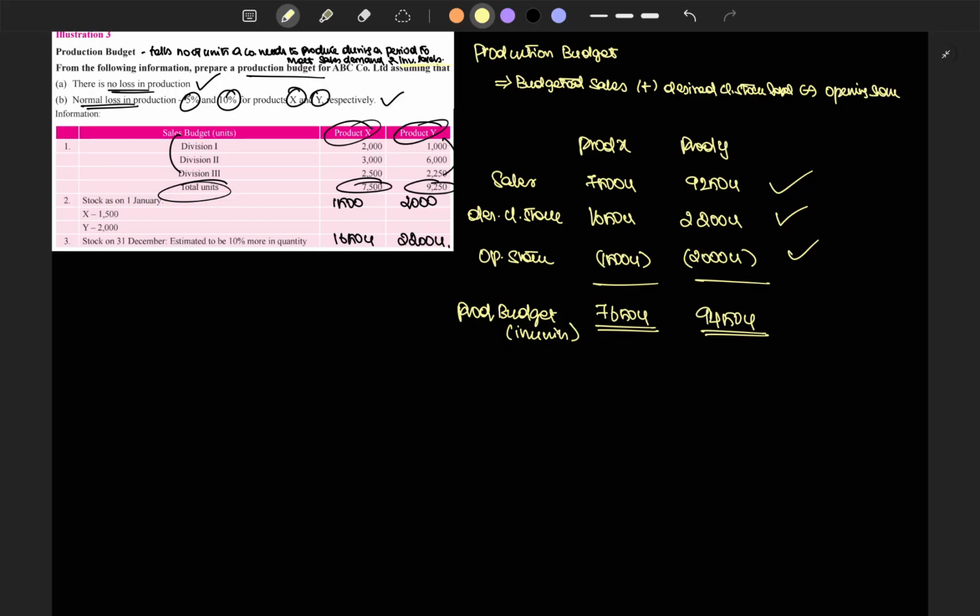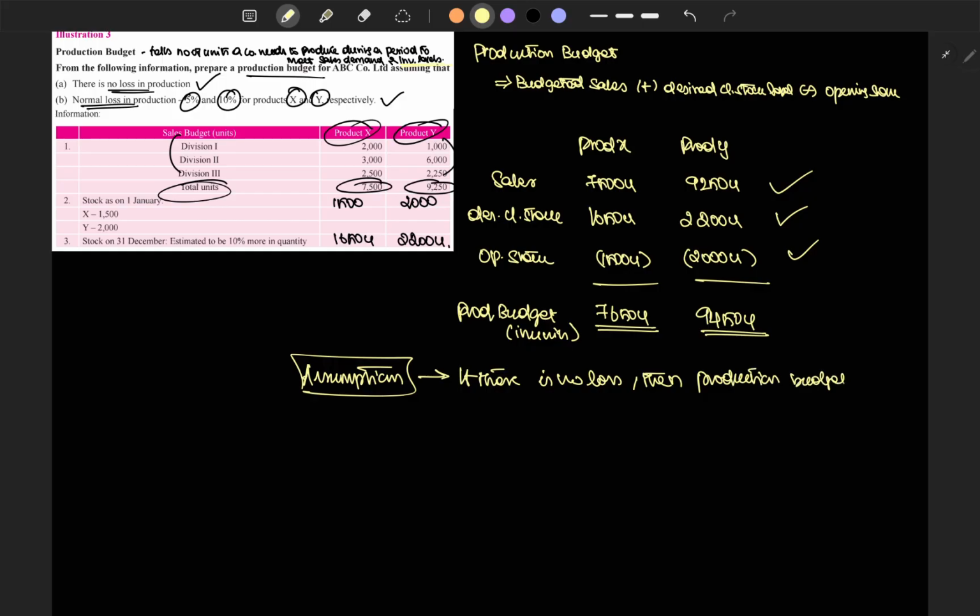Two assumptions were asked in the question. Assumption one: if there is no loss, then the production budget is the same as this value.